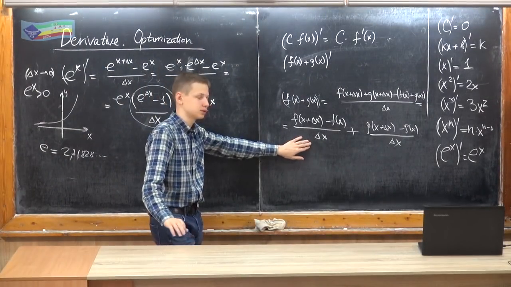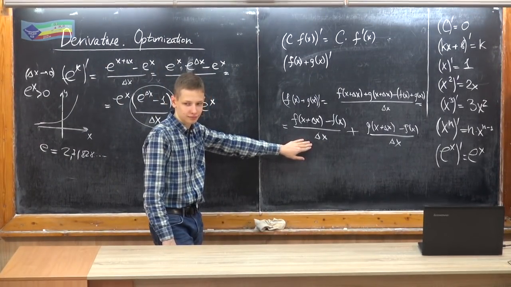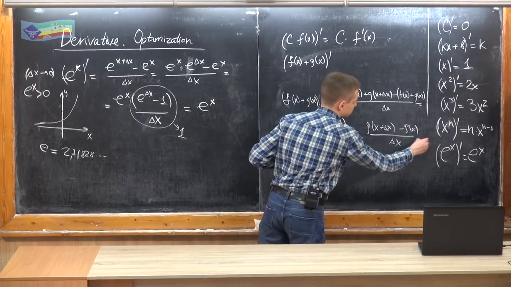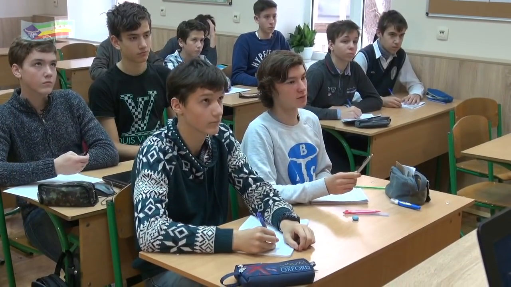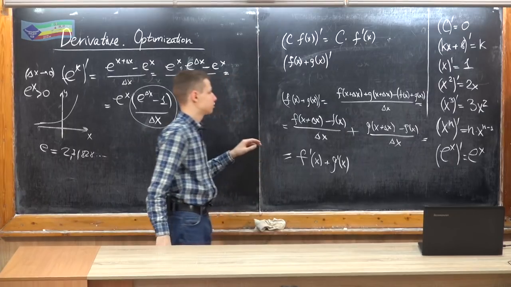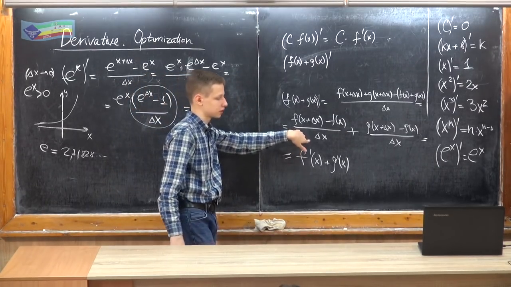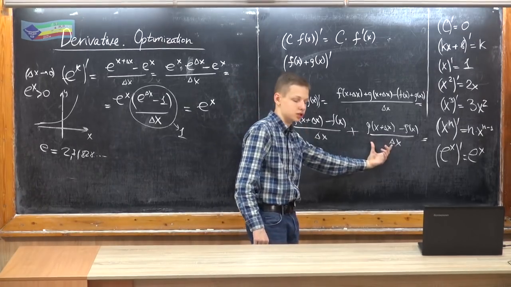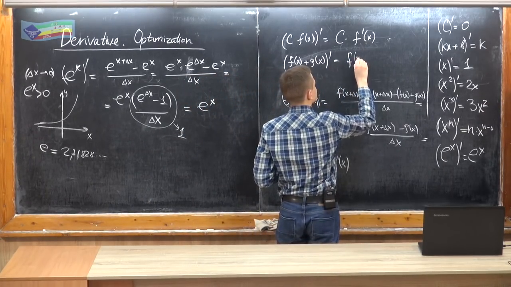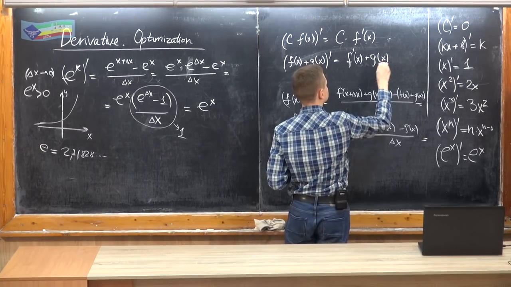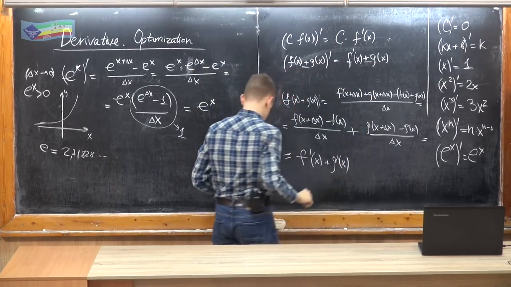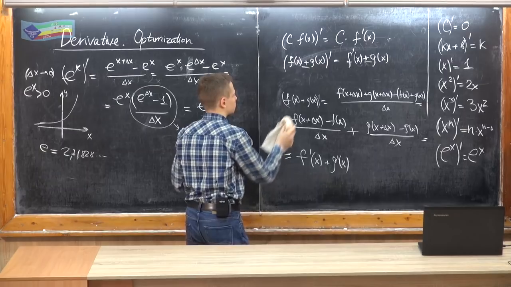And what does this fraction represent? What do you think? The derivative of the sum of the functions is equal to the sum of the derivatives of each of the functions. Correct. So each of these fractions is a derivative of f of x and g of x, and that means that we can write this rule. And obviously it holds for subtractions, so you can prove this.